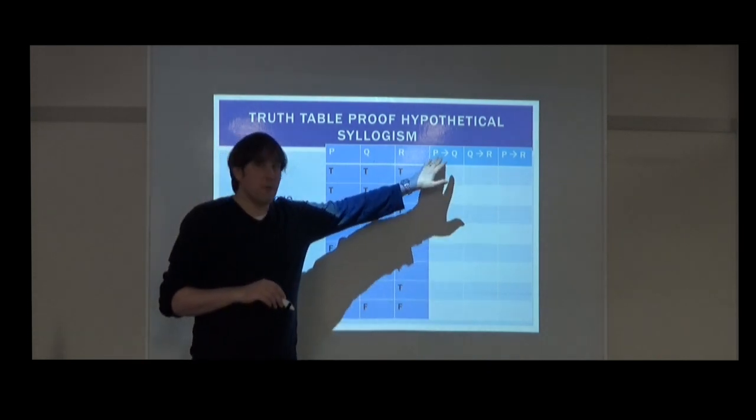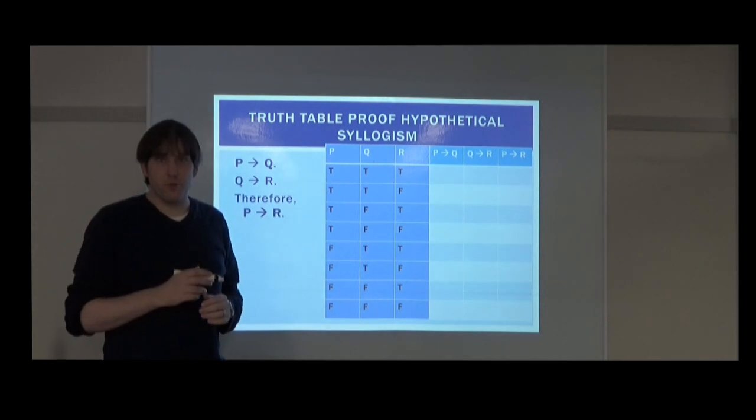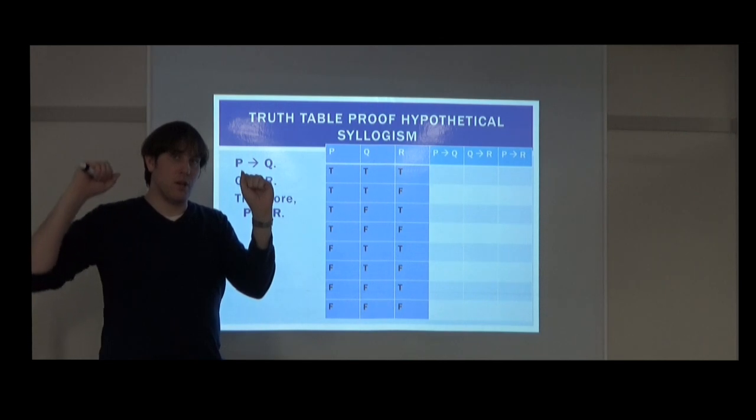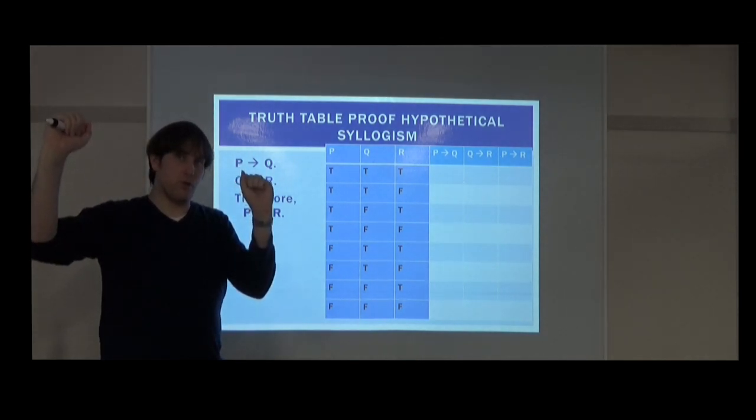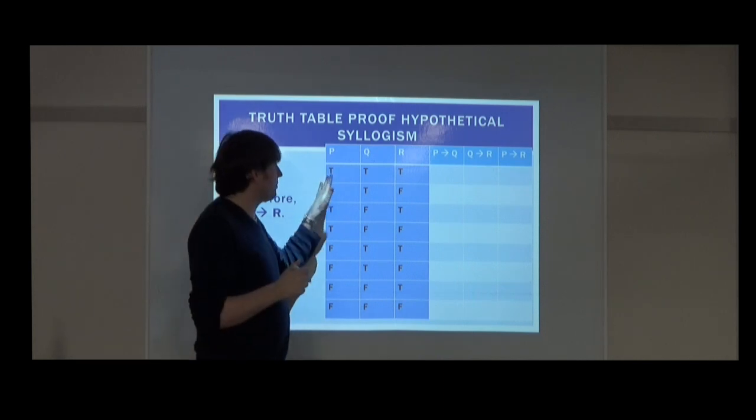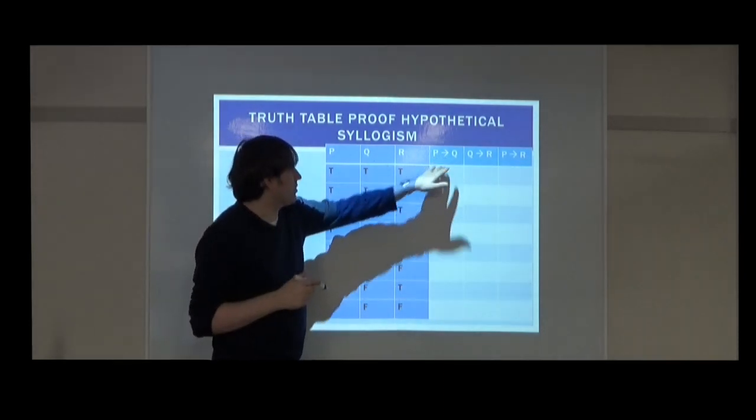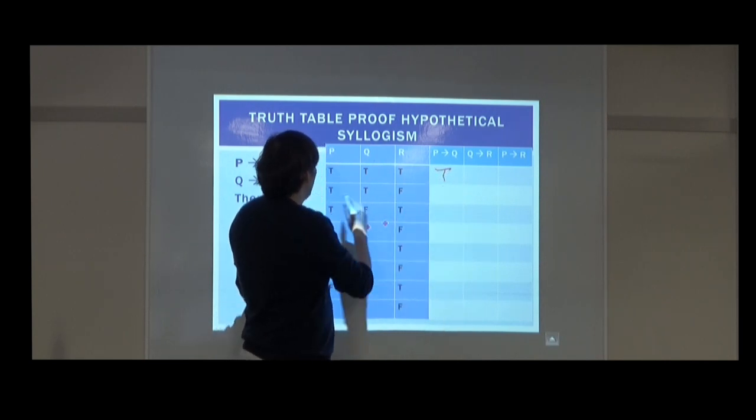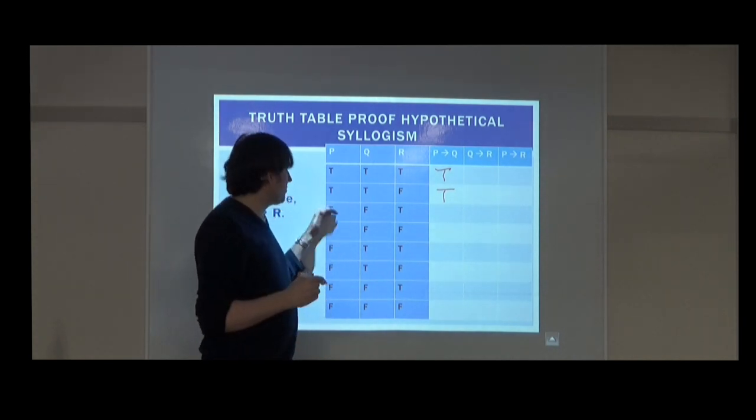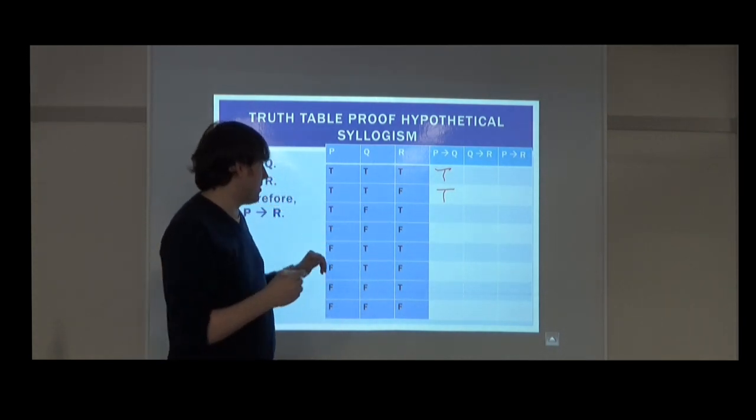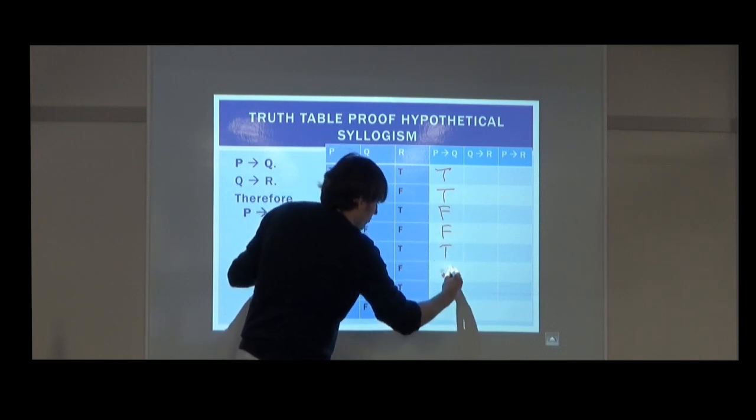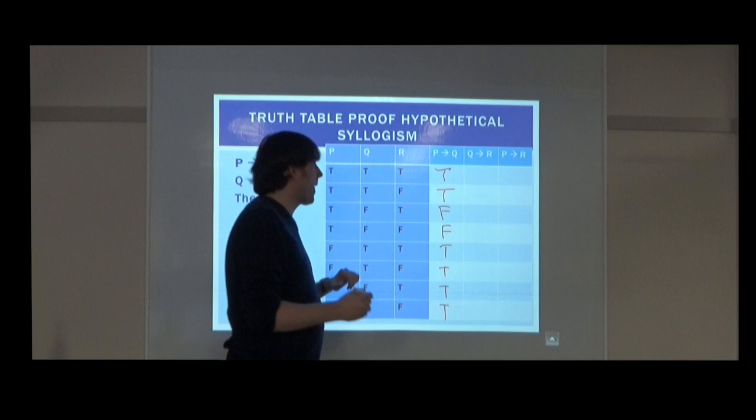So, P implies Q is true when P is true and Q is true, or anytime P is false. So let's go ahead and fill those out. P is true and Q is true, so it's going to be true. P is true, Q is true, it's going to be true. When P is true and Q is false, it's going to be false. So we're going to put that in. So it's going to be true, true, false, false, true, true, true, true, like that.